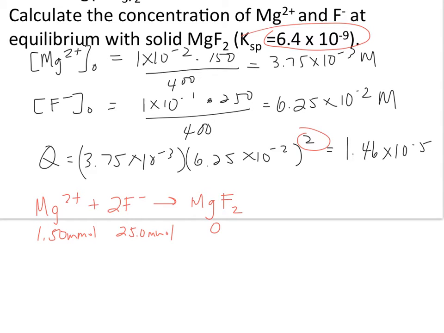So now let's think about making this precipitate. I have 1.50 millimoles of magnesium ion. I just took my concentration times my volume for the magnesium, and I did the same for the fluoride, the concentration times the volume for the fluoride ion to get my millimoles. And now I can think about reacting all of the magnesium ion and having an excess of fluoride ion.